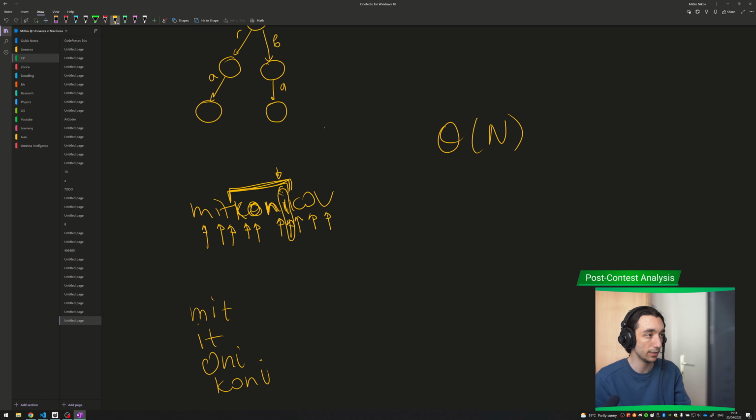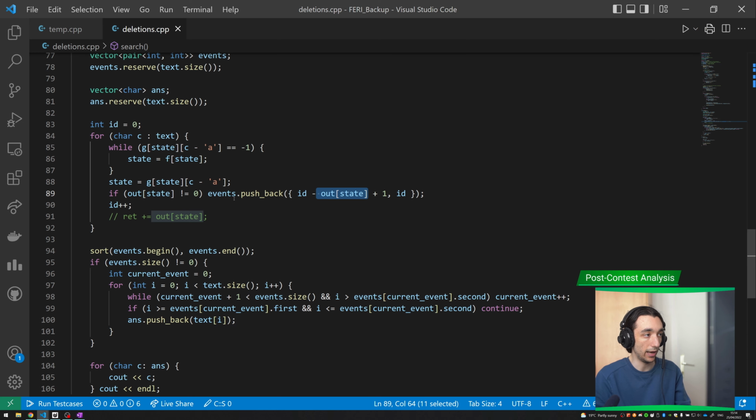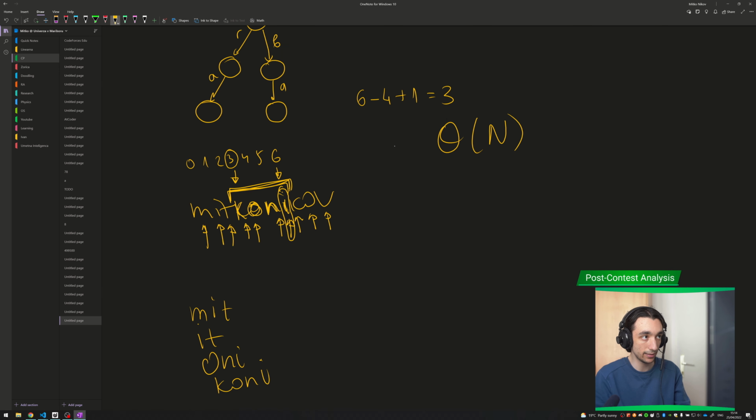Why? Because if I'm here and I found a match of 4 characters, I want to point out to this character. So let's say that this is 0, 1, 2, 3, 4, 5, 6. Now I find a match of 4 at position 6. I want to point out to position 3. So I will do 6 minus 4 plus 1 equals 3. So I have an event from 3 to 6. So the event looks from 3 to 6.